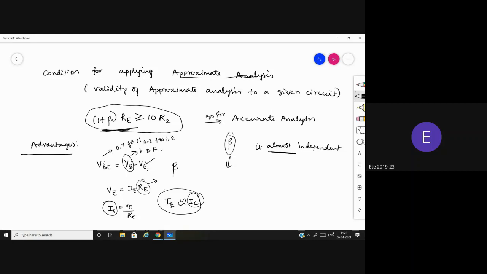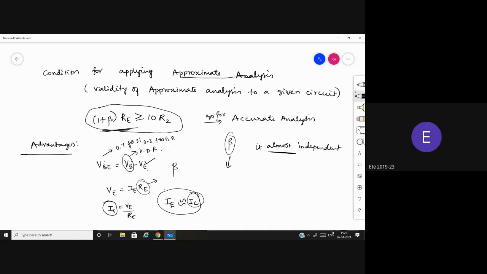So, and also, since you are using RE, the emitter resistance, it is going to act like a feedback circuit. It is going to act as a negative feedback, and in turn, it is going to slightly reduce the gain of the circuit. But even though it acts as negative feedback, it is not going to reduce the gain to a maximum extent. To a little extent, it might reduce, but again, you might think, then why can't you remove this?